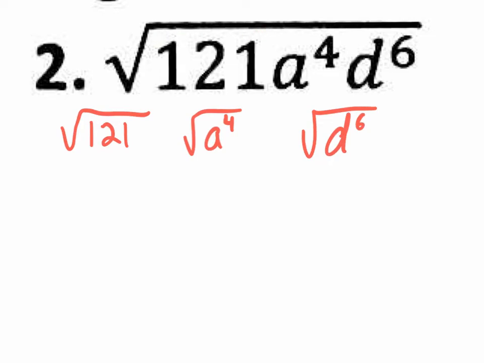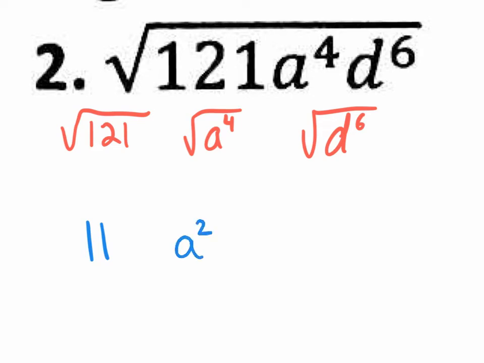So again, I took the square root and divided it up into each term: the 121, the a to the 4th, and the d to the 6th. Now, the square root of 121, that's awesome. That's 11. 11 squared is 121, so there's no more square root. And we need to remember that a square root is really the power of 1/2. So it's kind of like dividing this power by 2. So I already know my answer is going to be a to the 2nd.